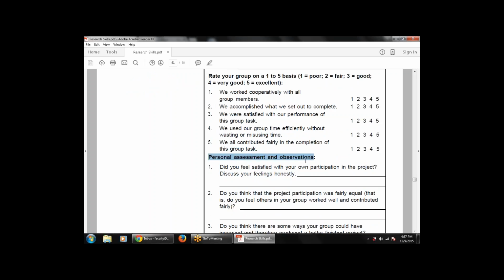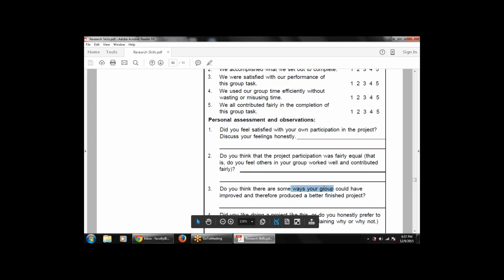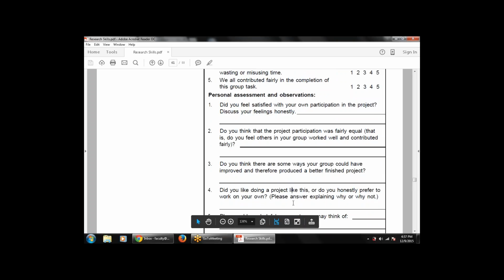The next is personal assessment and observation. This is a written form, where questions will be available. Did you feel satisfied with your participation in the project? If yes, discuss your feelings honestly. Do you think the project participation was fairly equal? That is, do you feel others in your group worked well and contributed fairly? If yes, then give the reason. Do you think there are ways your group could have improved and produced a better finished product? If yes, then give the reason.